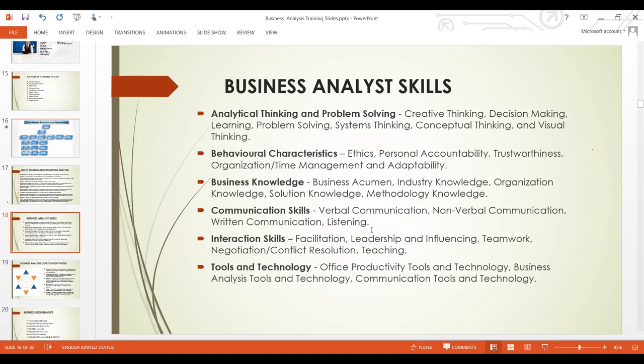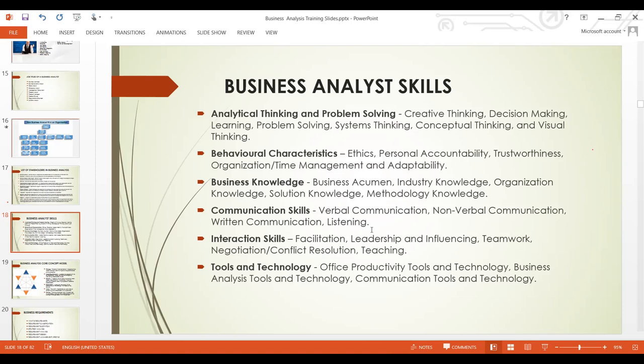The next skills here, which are very, very important, are tools and technologies. As a business analyst, you need to know how to use a variety of tools within the industry, such as office productivity tools and technologies, business analysis tools and technologies, and communication tools and technologies. Office productivity tools are tools like Office 365, Microsoft Word, Microsoft Excel, Microsoft PowerPoint. These are office productivity tools and technologies.